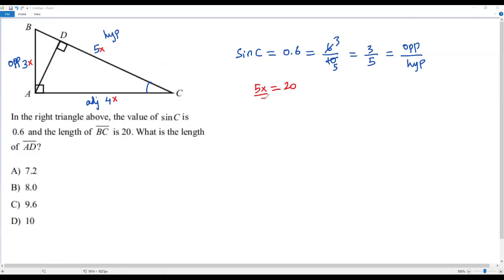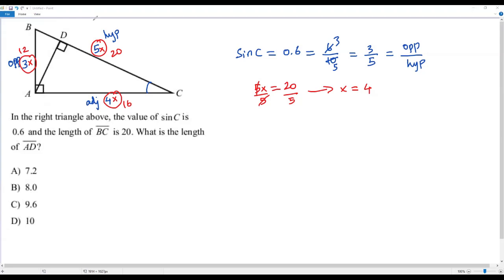Now let's divide both sides by 5 to solve for x. The 5 cancels out, and x equals 20 divided by 5, which is 4. Now I plug in x. 4 times 4 is 16, so 16 is the length of AC. 3 times 4 is 12, so 12 is the length of AB. And plugging x equals 4 into 5x, I'm getting 20, which is the given length.